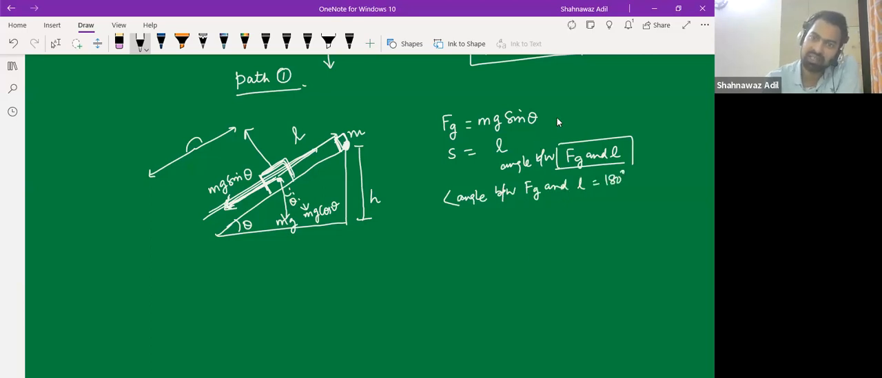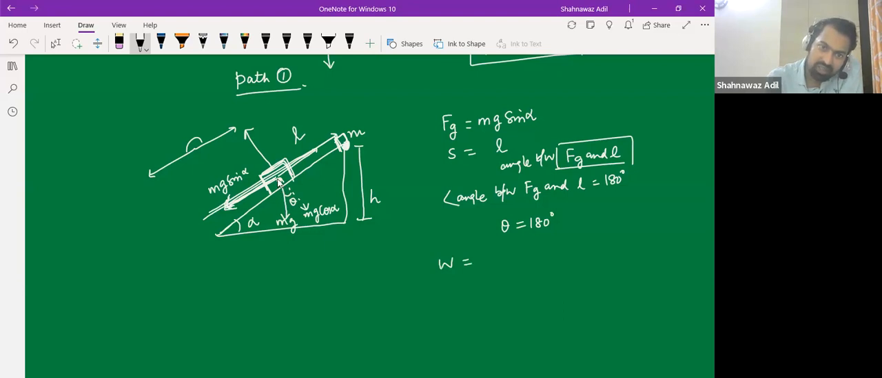Okay, so let me write it as alpha so that you guys don't get confused with these angles. So let's say this is alpha, this is alpha, this is alpha. And theta is 180 degrees, right?